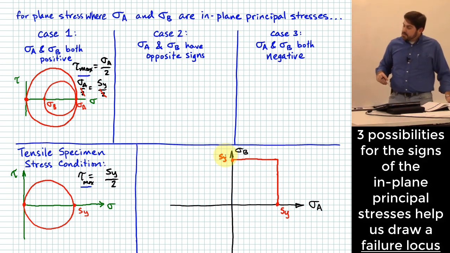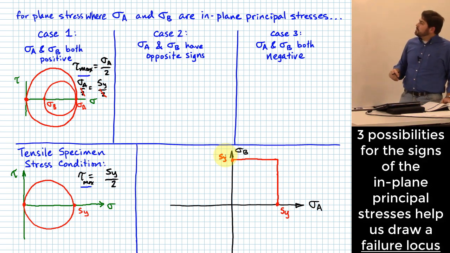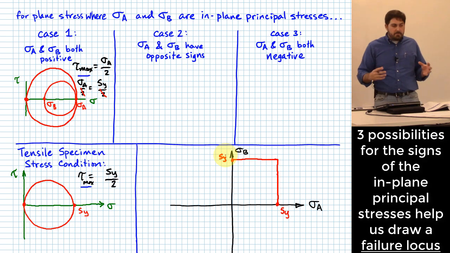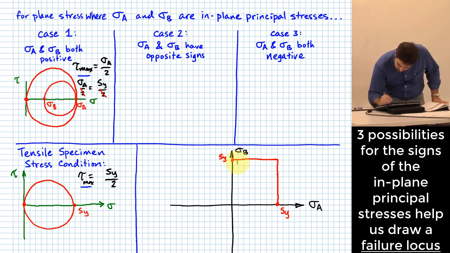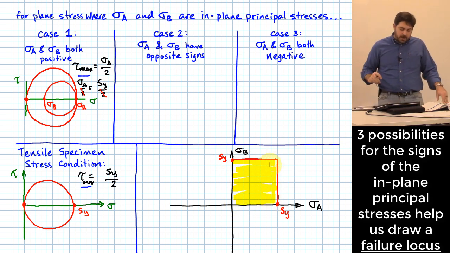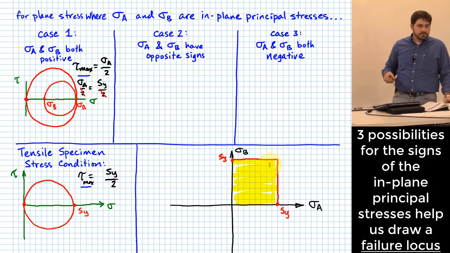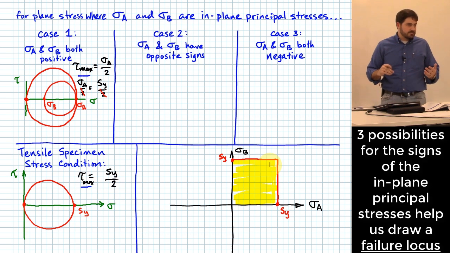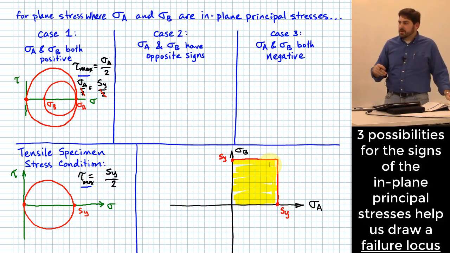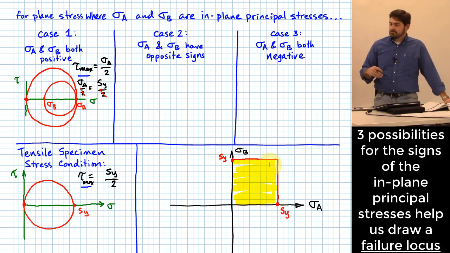So my point is, you can have any values where both sigma A and sigma B are positive, and anywhere in this range in here, we're saying we're safe. Anywhere outside of that range, we're going to predict yielding when I've got a biaxial state of stress where both of my principal stresses are positive. With me so far?